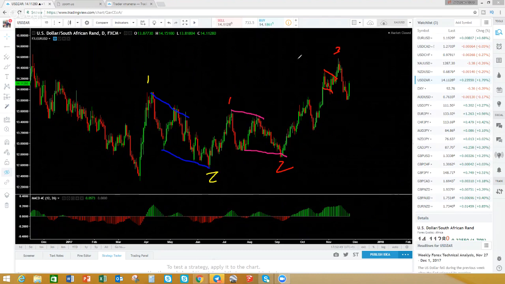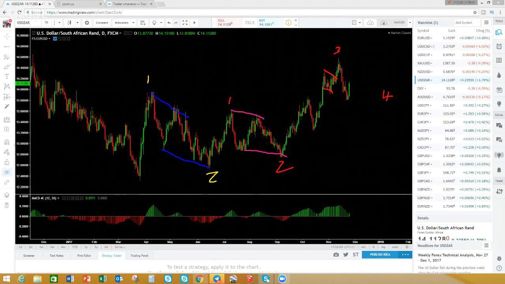And that's not a rule, it's a guideline. Remember, there are rules, there are guidelines. So 1, 2, 3 has completed. What are we anticipating now if 1, 2, 3 has completed? We anticipate that we're going to have a 4. What degree will that be? It should be a red 4. We're anticipating a red 4.